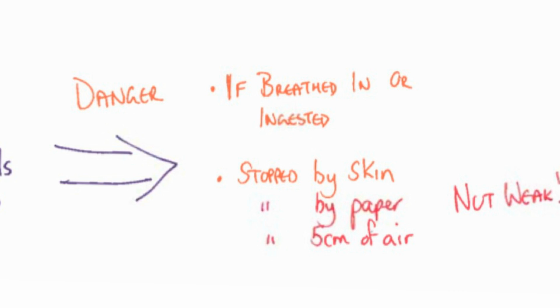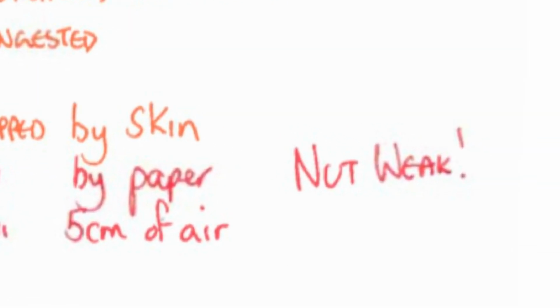Alphas are dangerous if they're breathed in or if you eat them, because they don't travel very far. They can only go through about 5 centimeters of air, or they get stopped by paper, or they get stopped by skin. This does not mean that they're weak. What they're doing is they're wrecking the skin, they're wrecking the paper, they're wrecking the air, they're ionizing it. And of course, if you've got it inside your stomach or your intestines, as the alphas hit the wall, they will be killing it, damaging it, wrecking it. So that's why they're particularly dangerous inside the body. However, outside the body, they tend to be stopped by the skin. And of course, they're not weak.